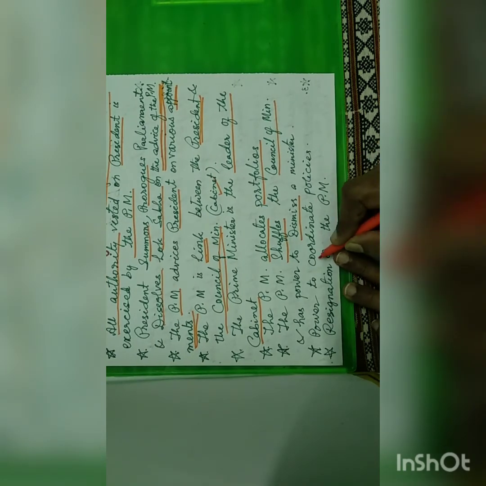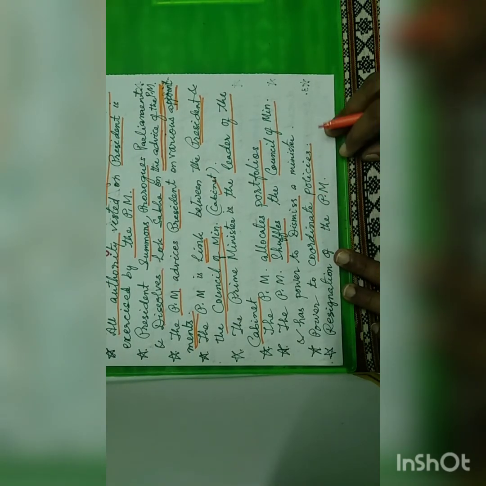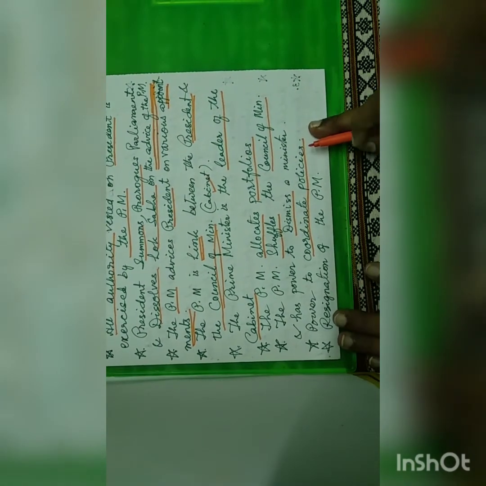The Prime Minister also coordinates the policies of the government. From one department to another department, coordination is required between the ministers in the cabinet rank and also in their work. So this is done by the Prime Minister.